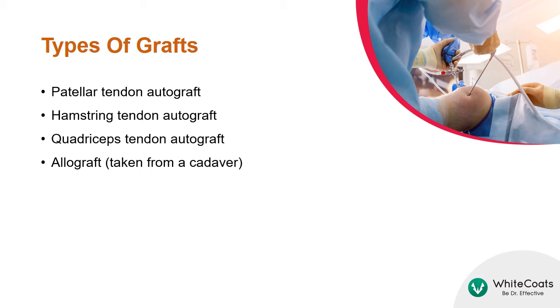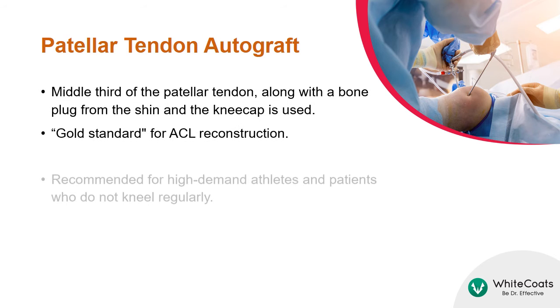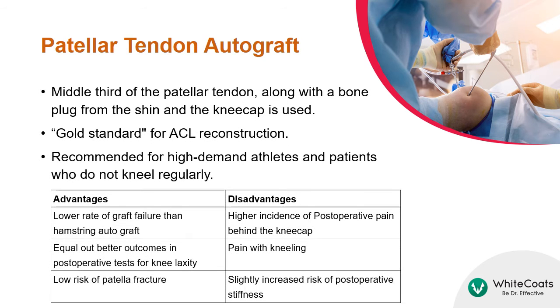The different types of substitute grafts used for anterior cruciate ligament reconstruction are listed here. In the patellar tendon autograft, the middle third of the patient's patellar tendon, along with a bone plug from the shin and the kneecap, is used. Some surgeons refer to this graft as the gold standard for anterior cruciate ligament reconstruction. It is often recommended for high-demand athletes and patients whose jobs do not require a significant amount of kneeling. The advantages and disadvantages of patellar tendon autograft are listed here.